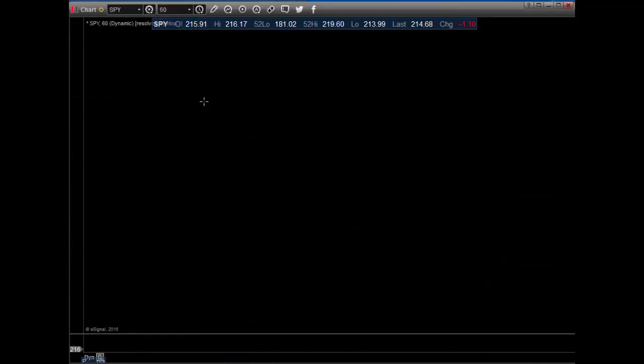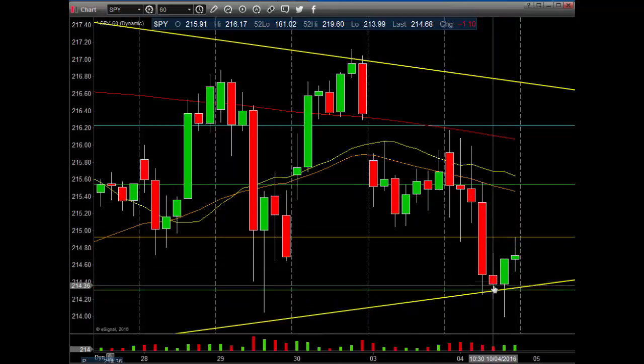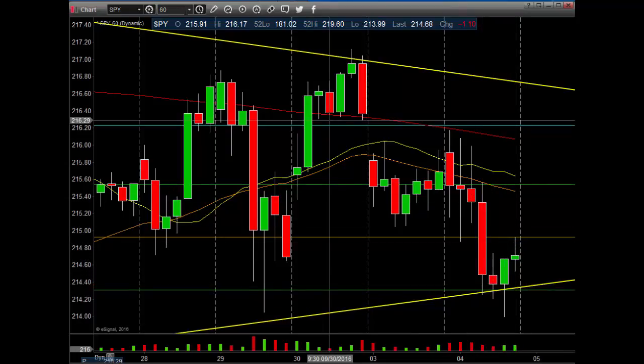Let's look at the 60-minute really quick. Yeah, same trend line. We had the 618 down in here. We had a nice bounce. But we have an inside bar bearish pattern on the 60. Let's see if that one develops into the next couple days or so.